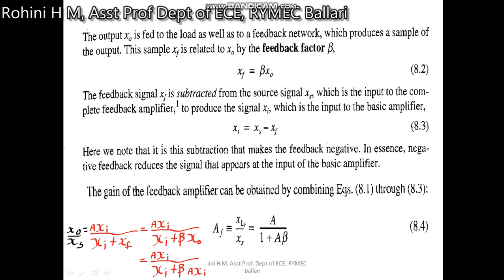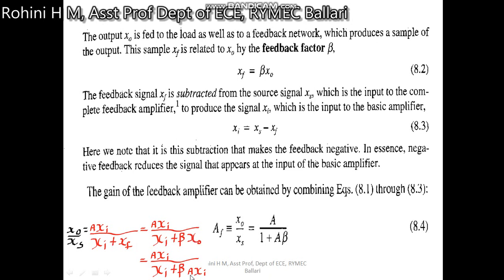What is X naught? X naught is equal to A into Xi, from the previous expression. What is XS? From the third expression, XS can be written as Xi plus XF. Again XF can be written from 8.2, that is beta into X naught. After that we will take the terms common, and again what is X naught?